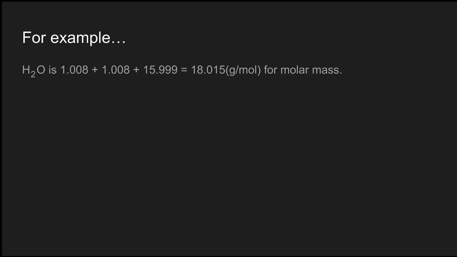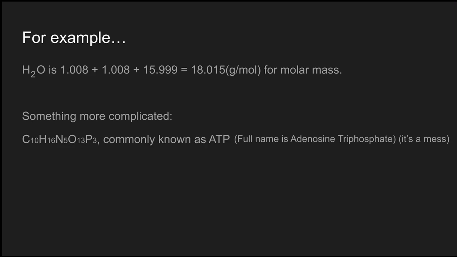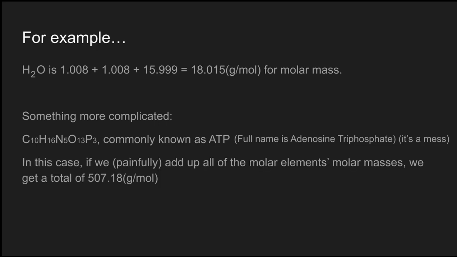And this applies to every single compound, even the most complicated compounds. Take ATP, for example. It's a very long and complicated compound often found in living matter. In this case, if we very painfully add up all of the molar masses, we get a total of 507.18. And in this case, it's also grams per mole.